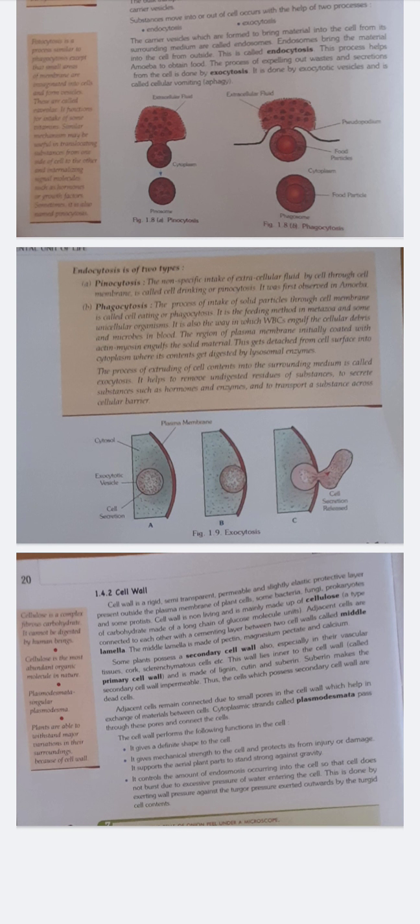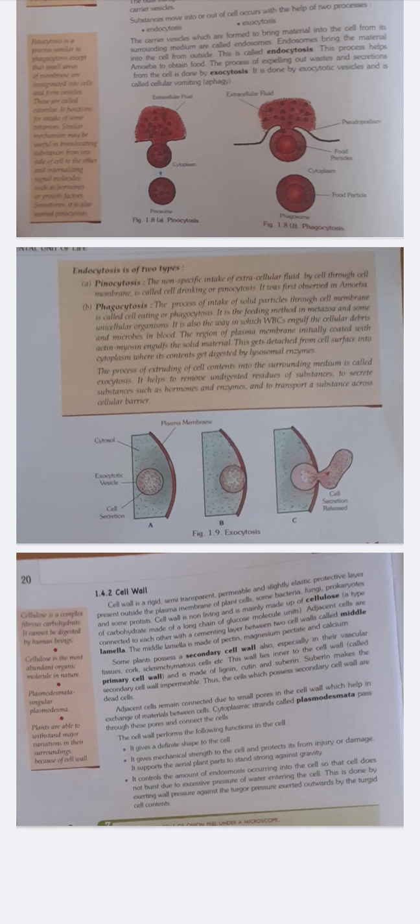The inner wall that lies in the cell wall is called the primary cell wall. The secondary cell wall is made up of lignin, cutin and suberin. Suberin makes the secondary cell wall impermeable. The cell wall possesses the secondary cell wall that is made up of dead cells.